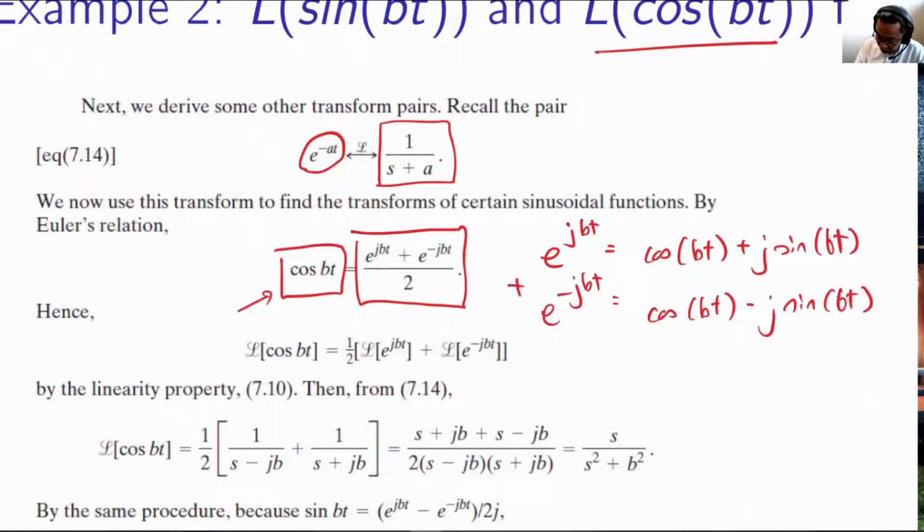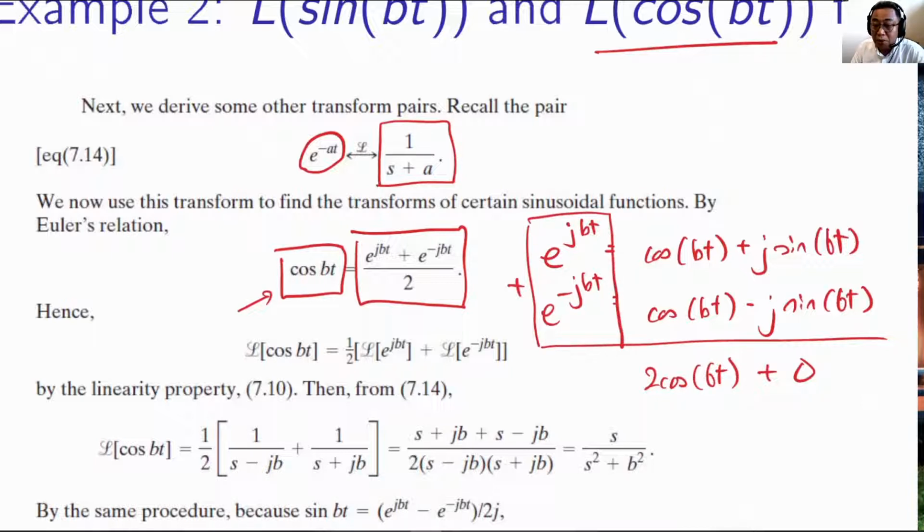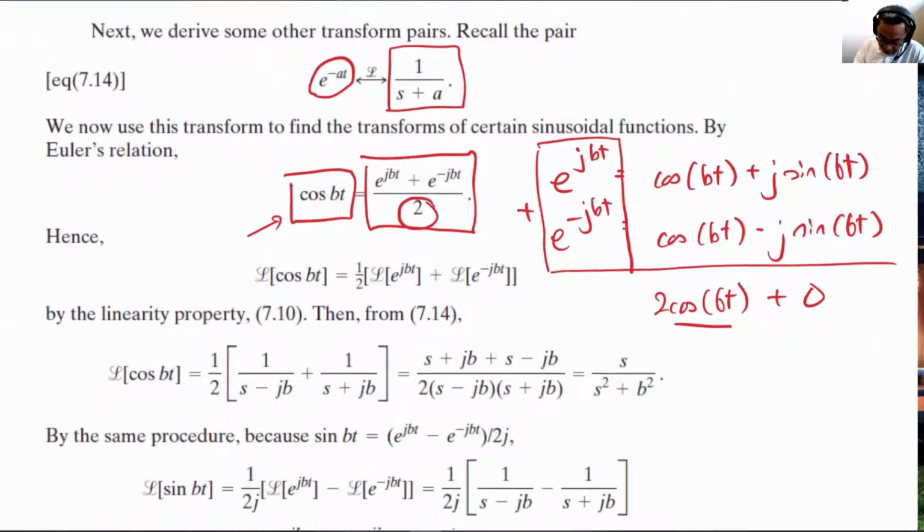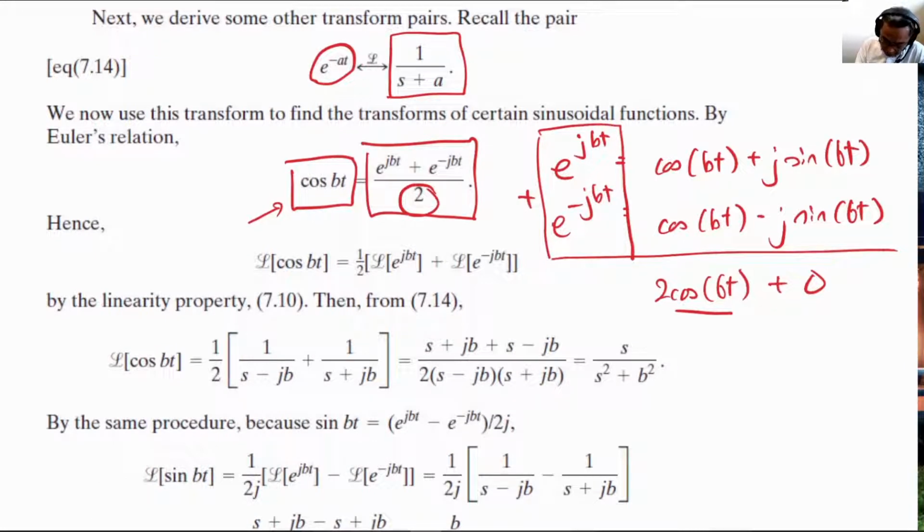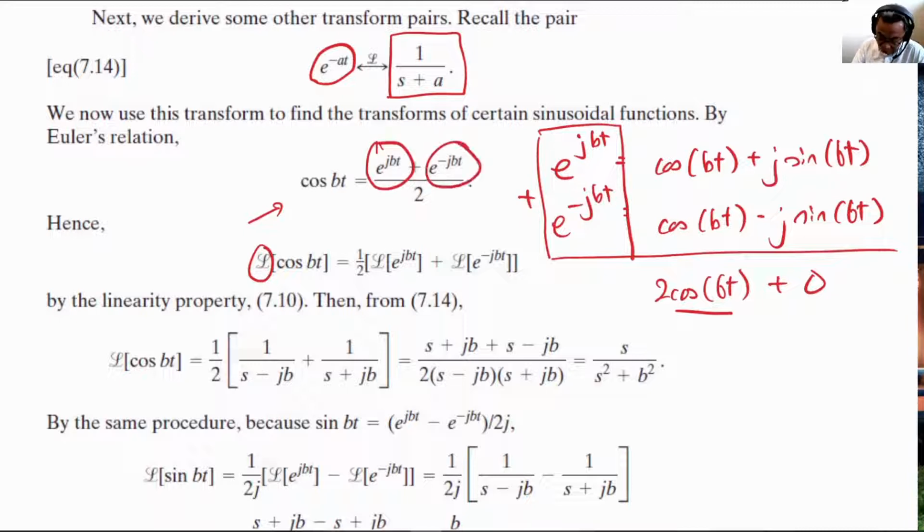When we add both of them together, we have 2 cosine bt. Here we have plus 0 because the imaginary terms cancel, and therefore now we have this expression: e^(jbt) plus e^(-jbt) divided by 2 is equal to cosine bt. Also remember that Laplace transform is a linear transform. It means that we can deal with each of these individually. We can do Laplace transform of this, plus Laplace transform of this. We bring the half out.